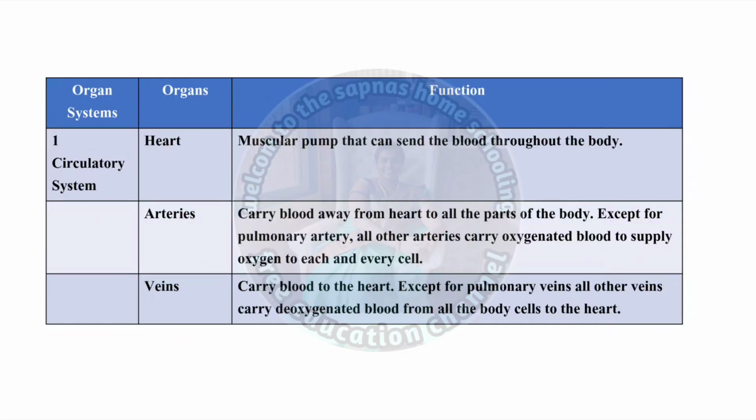Organ system, circulatory system; organs: heart, a muscular pump that can send the blood throughout the body. Arteries carry blood away from heart to all the parts of the body except for pulmonary artery. All other arteries carry oxygenated blood to supply oxygen to each and every cell. Veins carry blood to the heart except for pulmonary veins. All other veins carry deoxygenated blood from all the body cells to the heart.